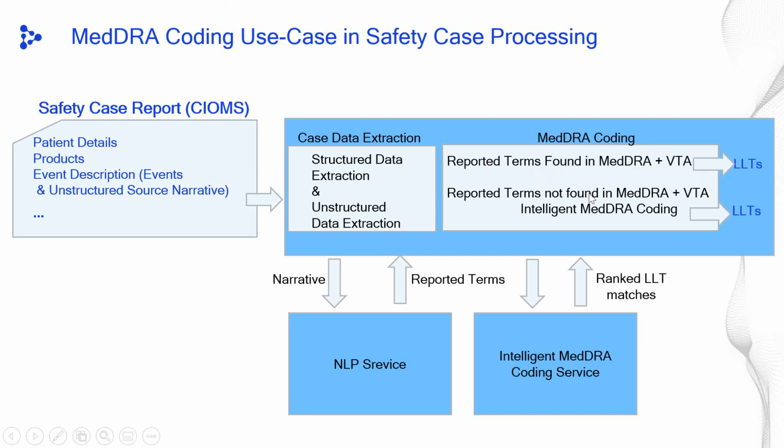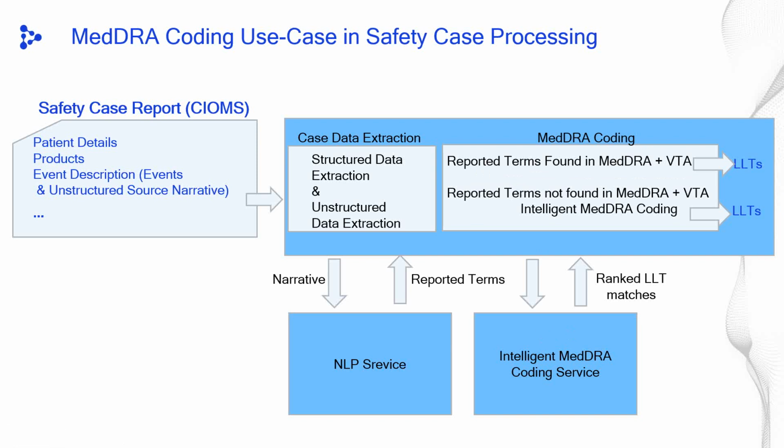Typically, that's the workflow. With the intelligent MedDRA coding service that we have implemented, the ones that do not find a direct match in MedDRA or VTA will be sent for intelligent MedDRA coding. Now, the intelligent MedDRA coding has machine learning incorporated to learn from historical coding that has been going on in the respective company, right?